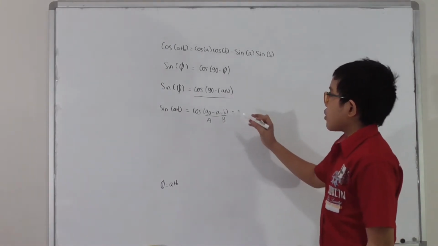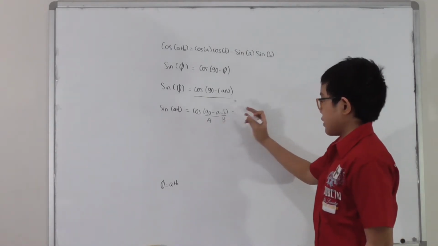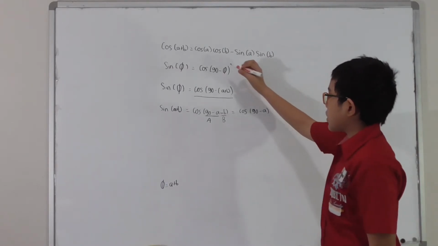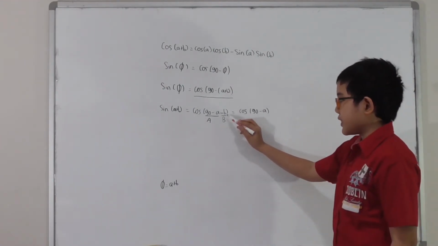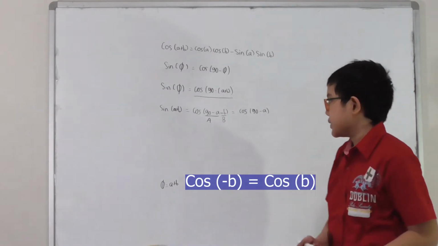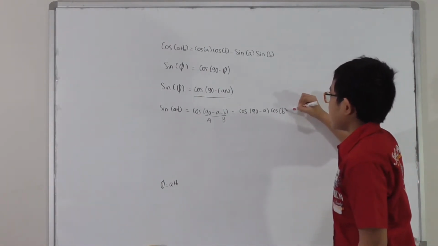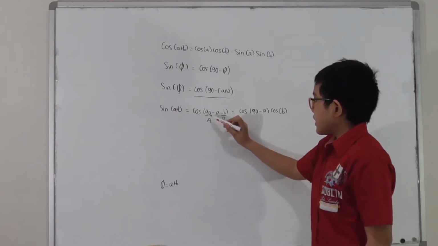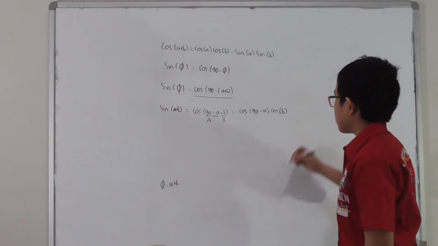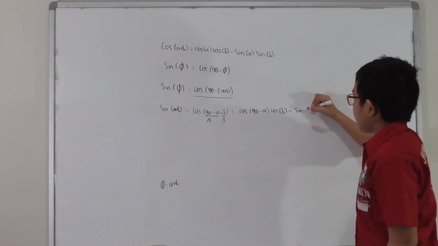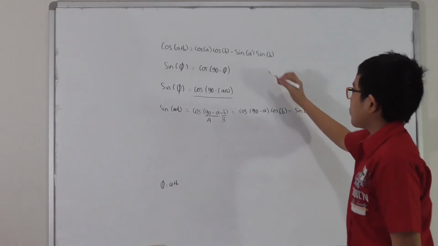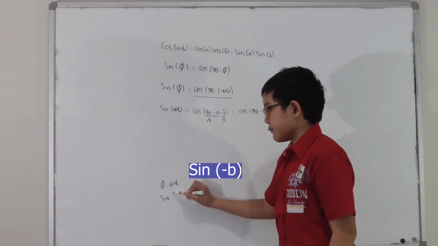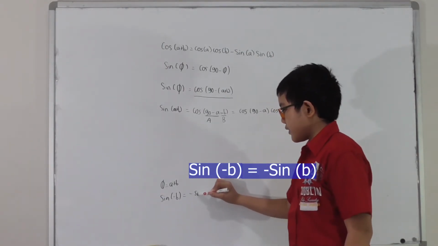So then, it's going to be cosine of our new a, which is 90 minus a, times cosine of our new b. It's going to be cosine of negative b, and cosine of negative b is basically cosine of b. And then, we put in our negative sine of a. So our sine of a is going to be sine of 90 minus a. It's going to be minus sine of 90 minus a. And then, we put in sine of b, and our new b is going to be negative b. And sine of negative b is going to be negative sine of b.